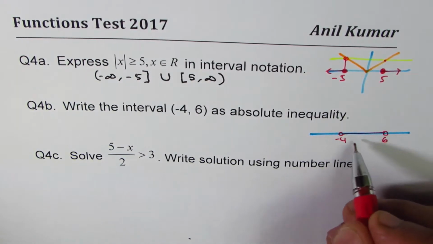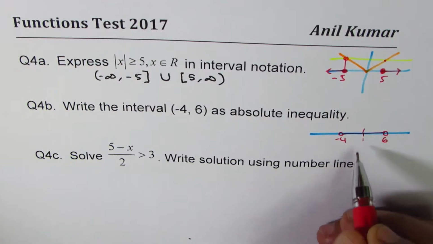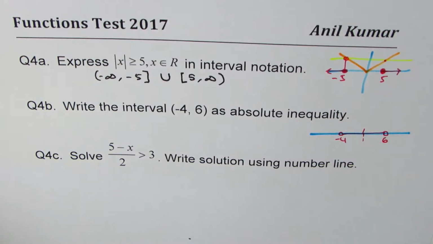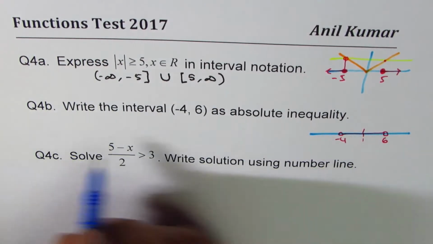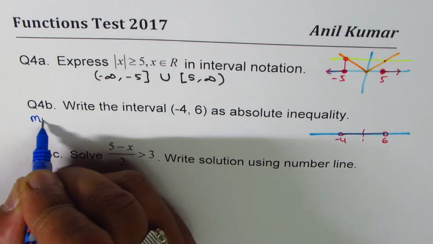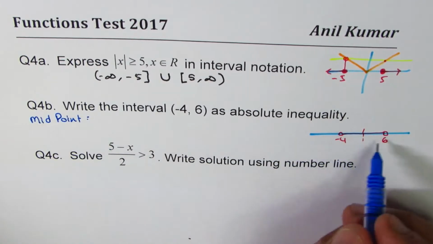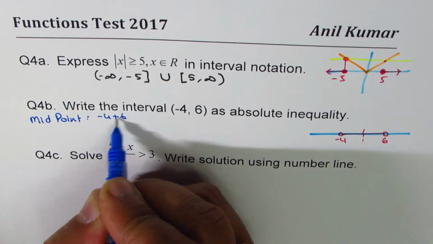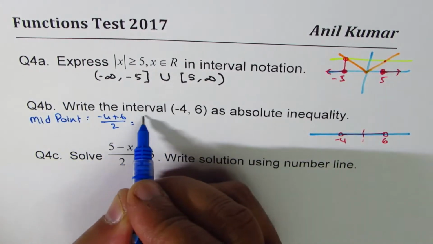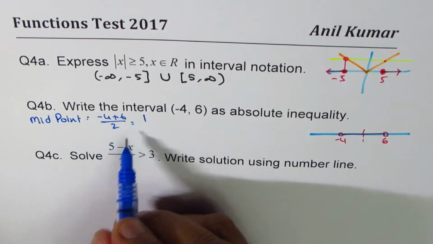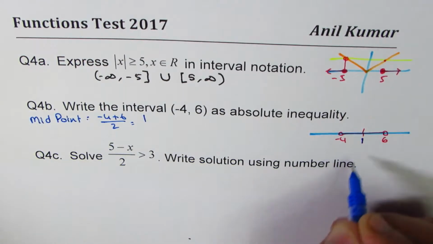So what we do here is we find the midpoint. So first step is find the midpoint. Let's do it step by step. Between these 2 points, what is the midpoint? Add them, divide by 2. So -4 plus 6 divided by 2, which is 1. So 1 is the midpoint.